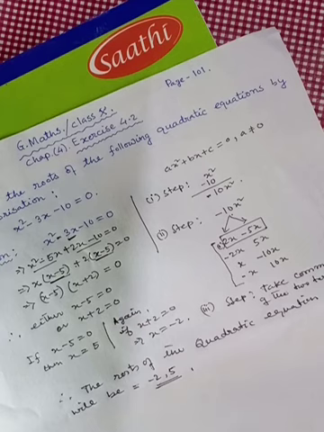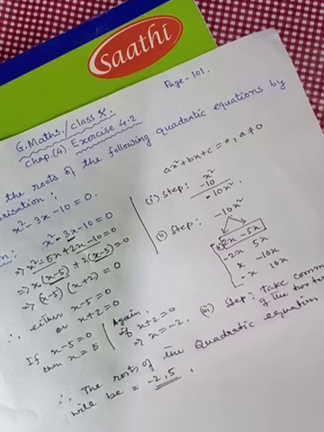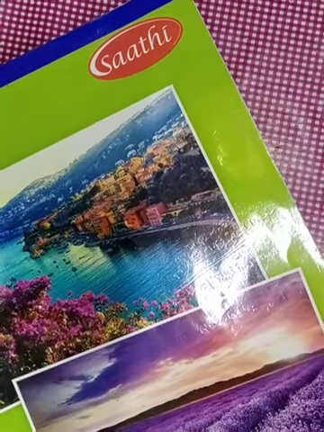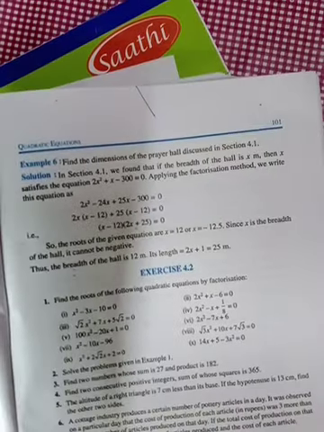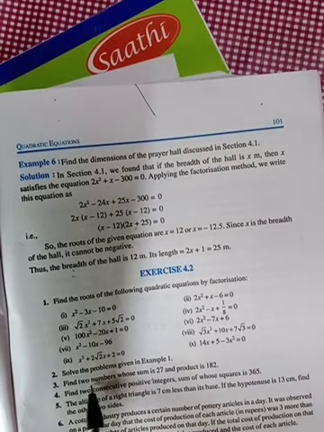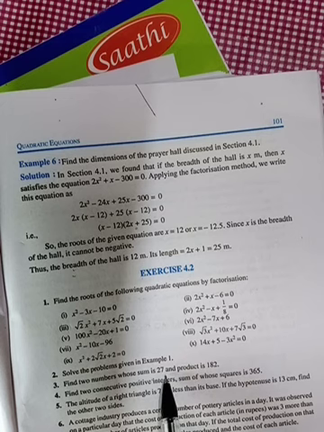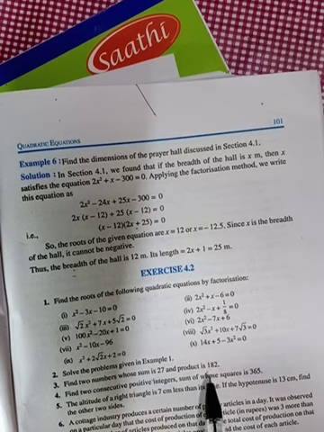So now next we will proceed to number 3. Question number 3 is given: solve the problem given in example 1. So you try number 2 and 3, I'm going to demonstrate. So here question number 3 is given: find two numbers whose sum is 27 and product is 182.